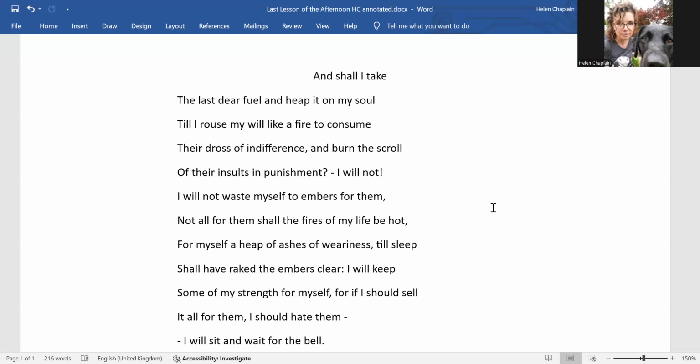So instead, he will wait, right? So we start with the question, when will the bell ring? And we end with the resolution of, I will sit and wait for the bell.